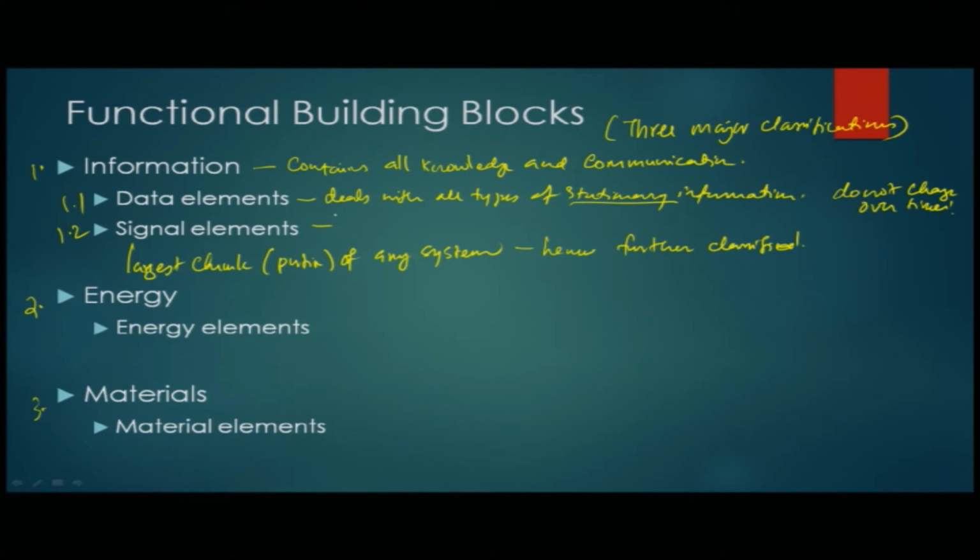Whereas signal elements, on the other hand, are the elements related to information propagation. So, mostly you use data elements to generate information, and if you want to propagate this information, then you use the signal elements. So, that is how the data and the signal elements are the subcomponents of the information building block, which is a functional building block. If you talk about the energy, then what is the energy?